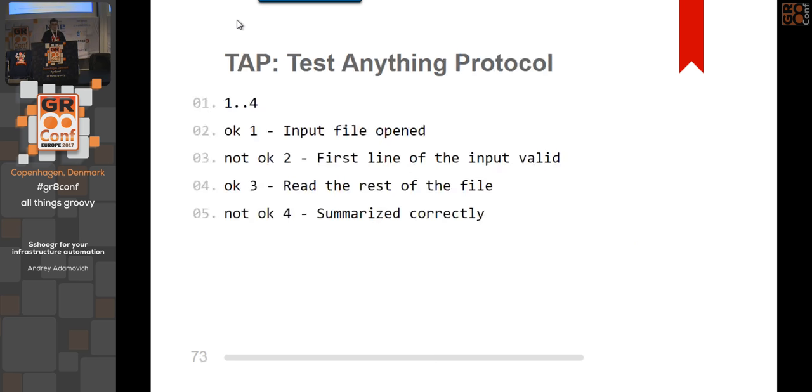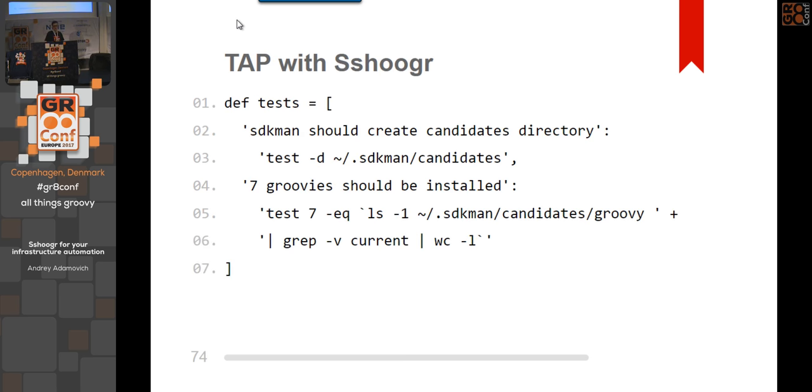And I mentioned TAP already. This is how TAP basically looks. Just simple scripts to provide TAP protocol based output. So we basically get a number of tests, and then for each line we get either ok or not ok. And in more complex cases, you can make TAP nested. That's also possible, and then the reporting plugins will understand that.